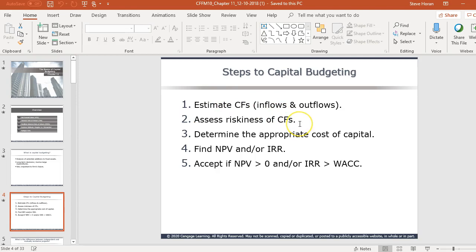And then we talk about riskiness of those cash flows. How certain will they happen? How much risk is there in them? Figuring out what the appropriate cost of capital is, which we all know kind of just came from the previous chapter. Then we find NPV, which stands for net present value, and or IRR, which is the internal rate of return. And then we learn what the decision guidelines are. If your NPV is greater than 0, we would generally say, yes, I will accept that project. If the internal rate of return is greater than the WACC, then again, yes, I would generally accept the project.